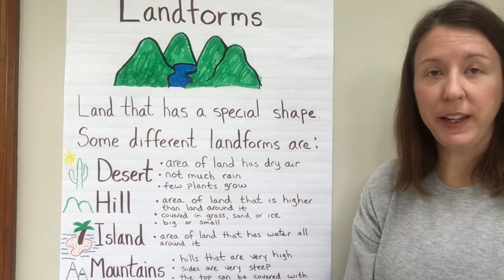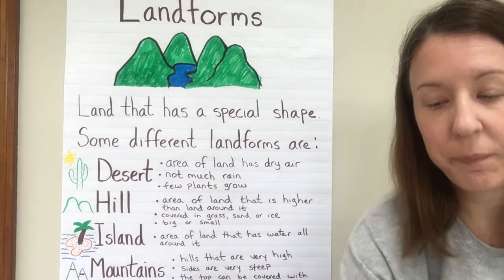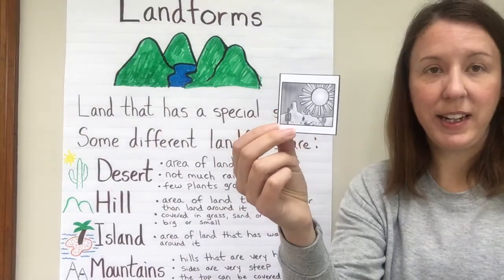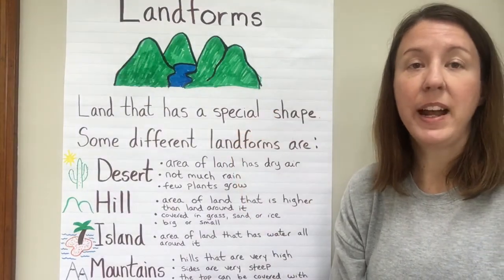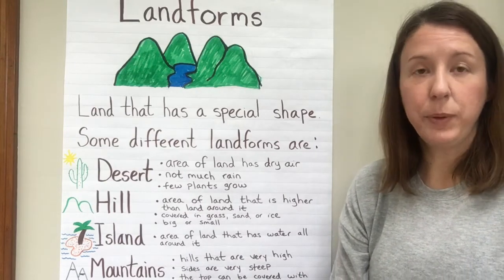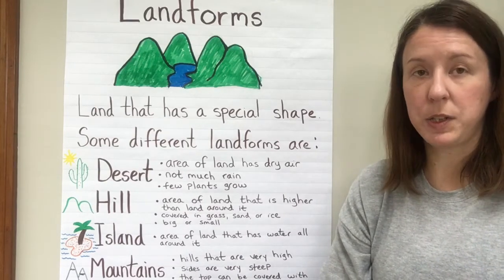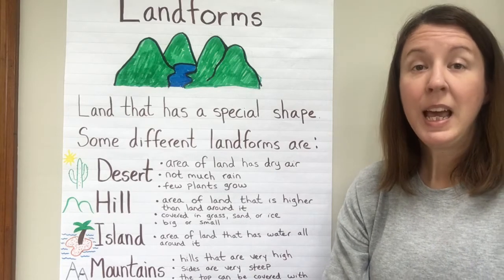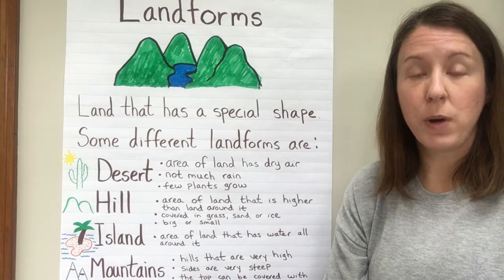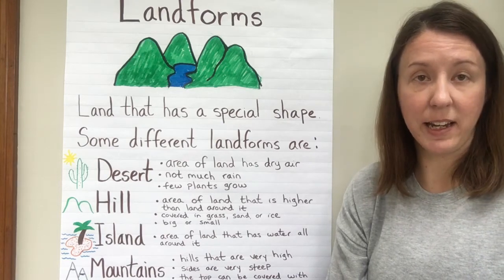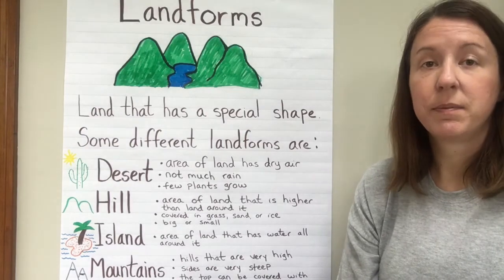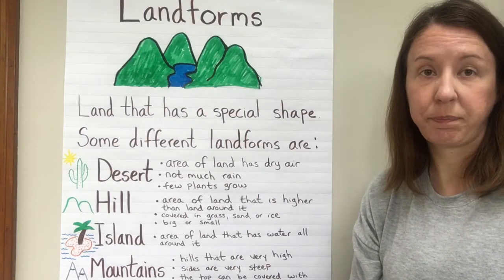The first type of landform I'm going to talk about is a desert. A desert is an area of land that has dry air, doesn't get a lot of rain, and very few plants grow in a desert. Something really cool about a desert is that it can be dry and hot and covered in sand, or it can be covered in ice, like down in Antarctica.